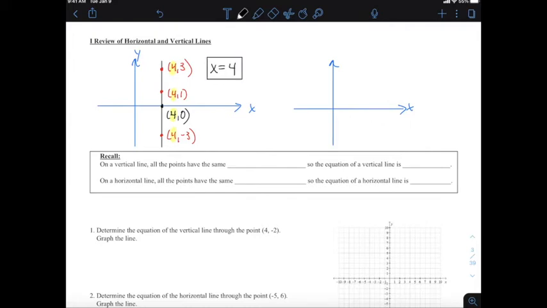Now, in other words, on a vertical line, all points have the same x value. Okay, so the equation of the vertical line is always x equals the x-intercept. So whatever this point is here, in this case it's 4, 0, that will be the equation of the line.